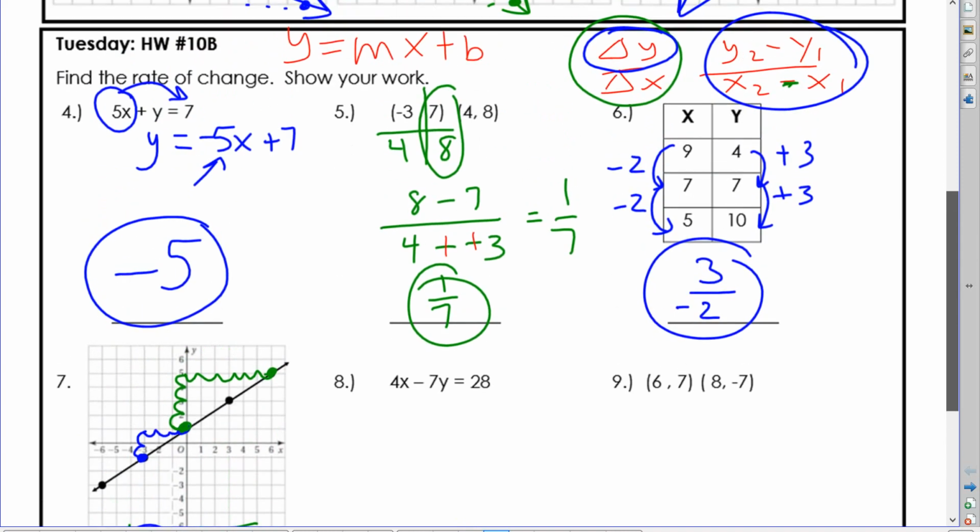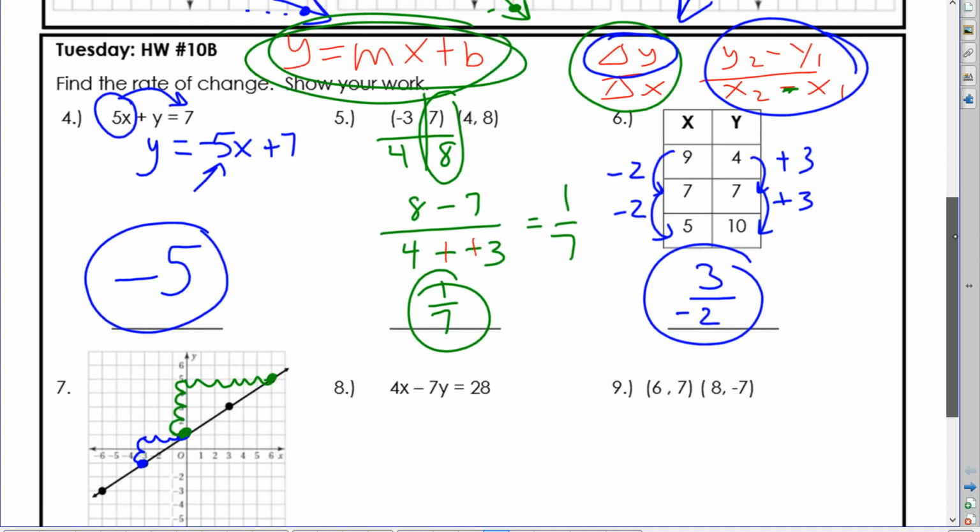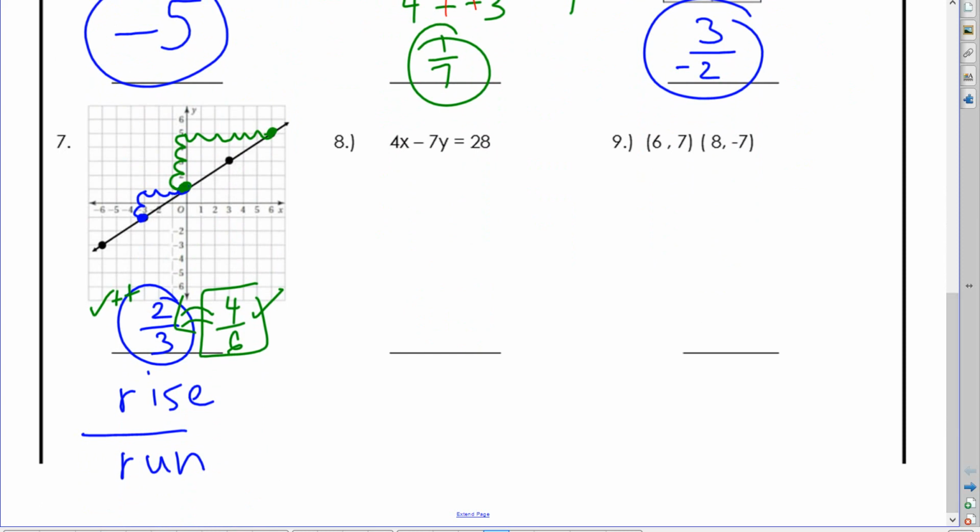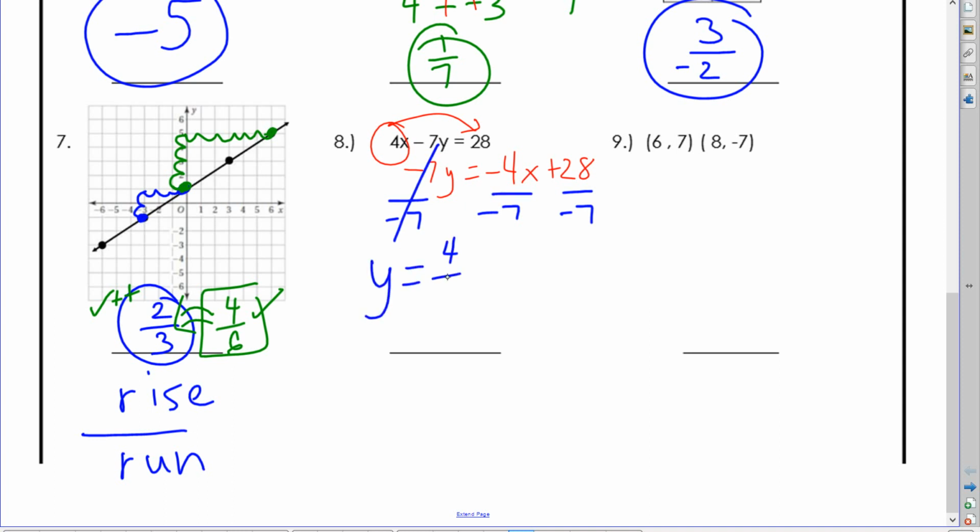Alright, for question number 8, I'm going to go back to my formula, y equals mx plus b. The number in the m position is the coefficient, or the rate of change, and this is not in y equals mx plus b form. So what I'm going to do is circle and switch my 4x and rewrite the rest of my problem. Remember, circle it, switch the sign. And now I have to get y all by itself, so I'm going to divide by this -7 coefficient. And now my sentence is in slope-intercept form.